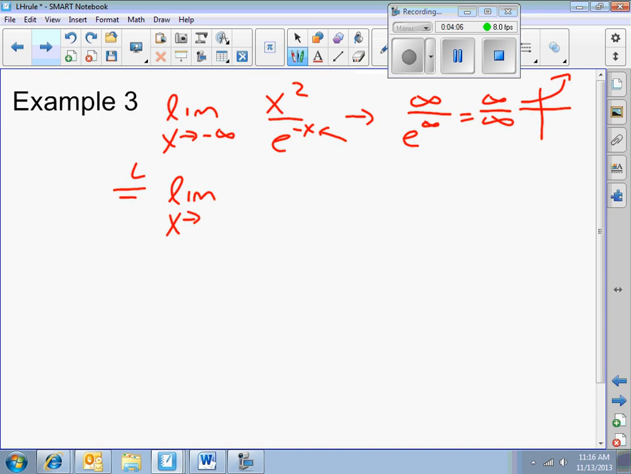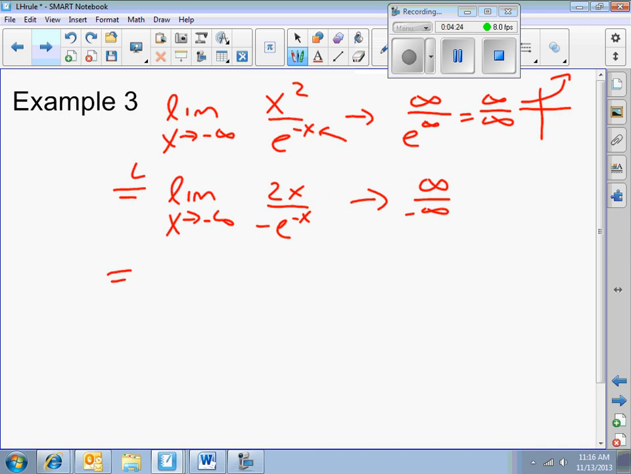The limit as x approaches negative infinity of 2x over negative e to the negative x. If I try direct substitution, I get negative infinity on top and negative infinity on bottom. That is indeterminate, so I'm not done.